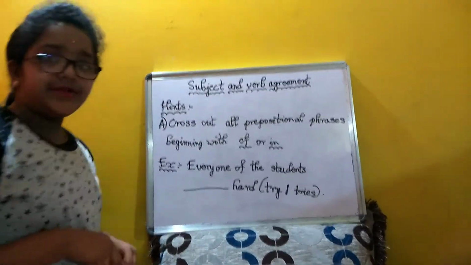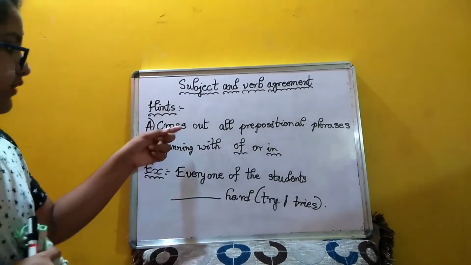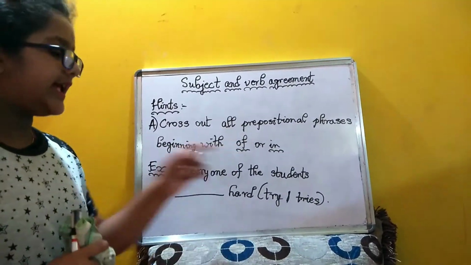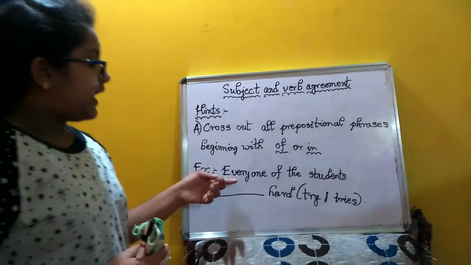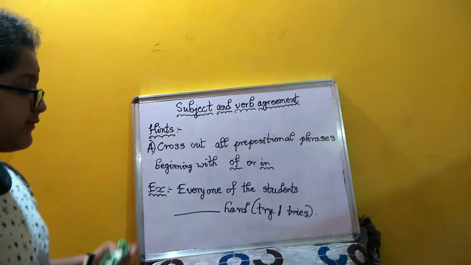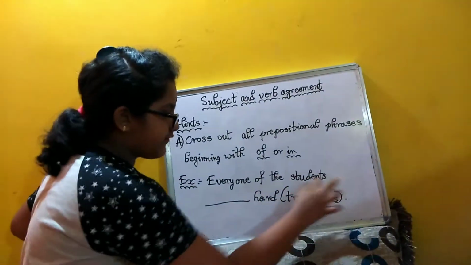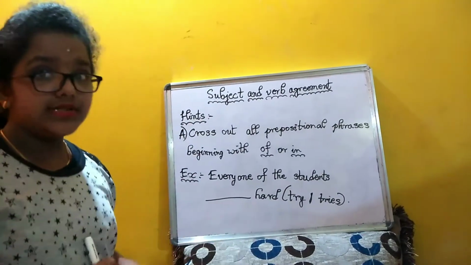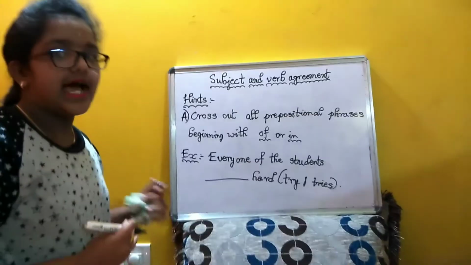So as I explained before, the rules, right? Here they give the hint. The first hint is: cross out all prepositional phrases beginning with of or in. Let's take an example and understand the hint. Here, "Every one of the students dash hard," try or tries. Now you might have a question: according to the hint, let's strike off this phrase, "of the students." And that doesn't mean that you have to ignore that phrase.